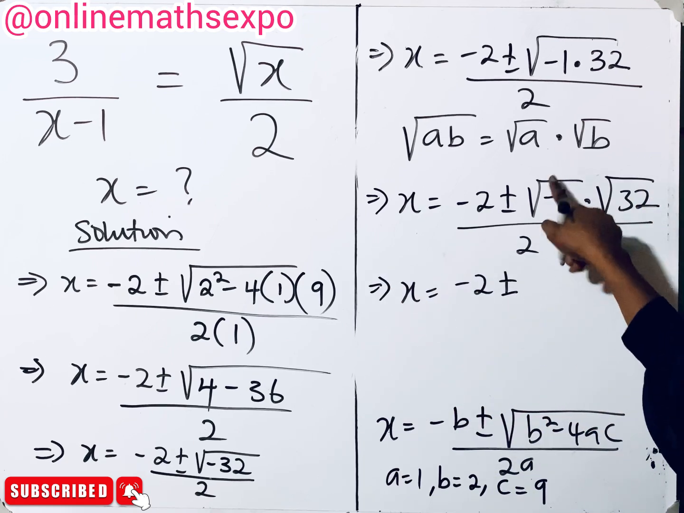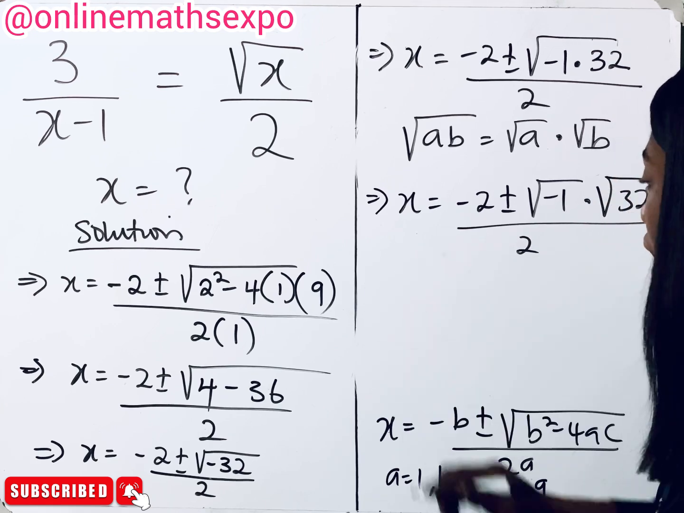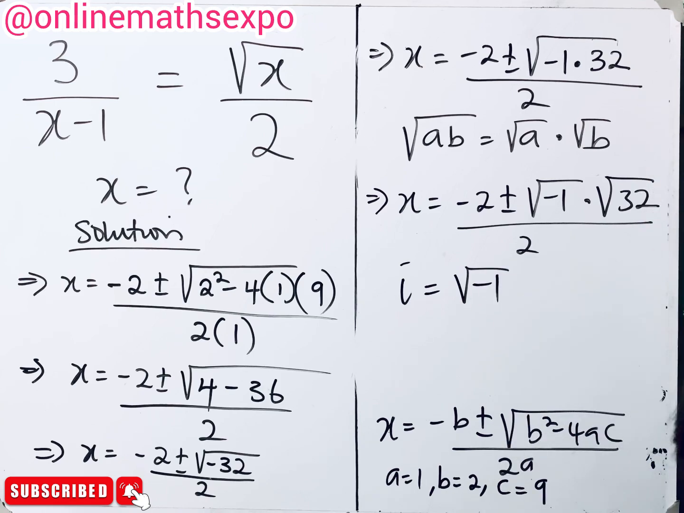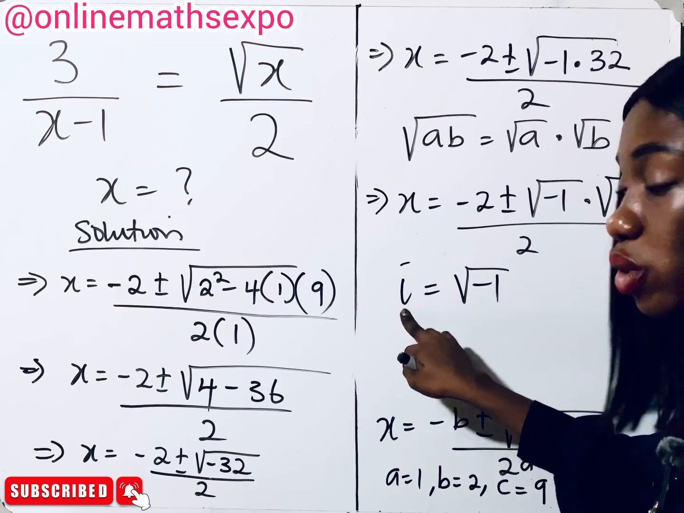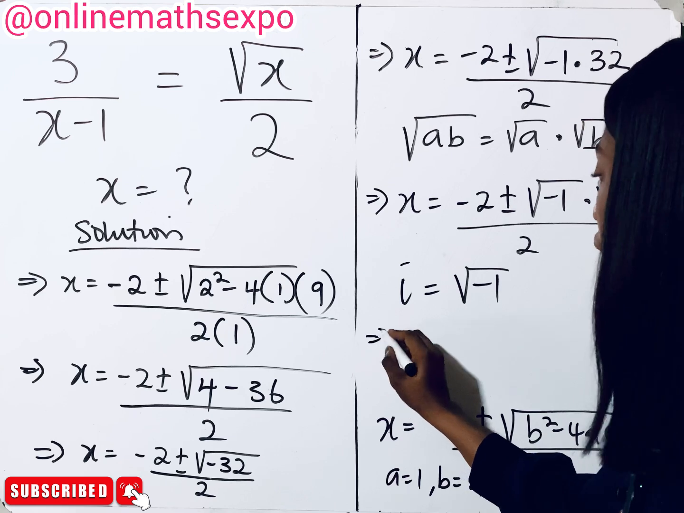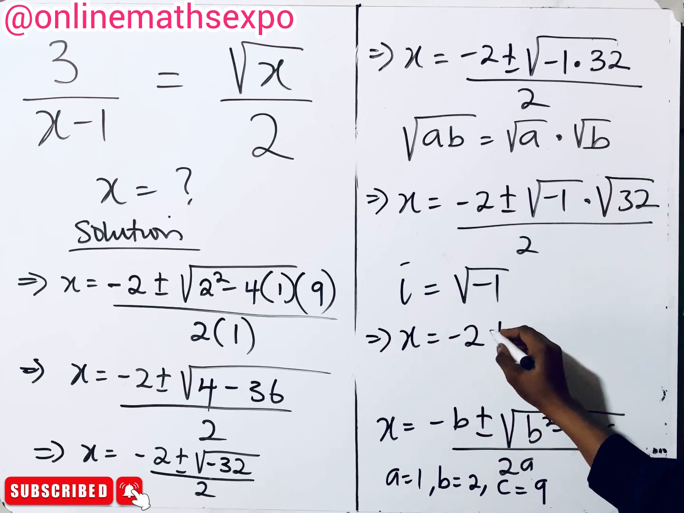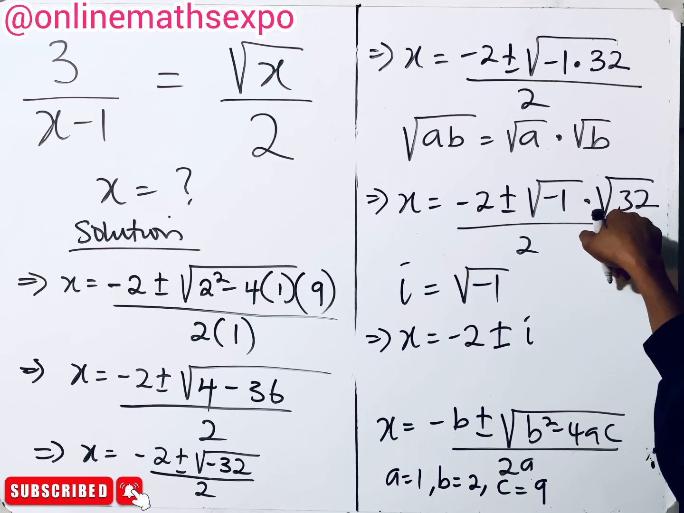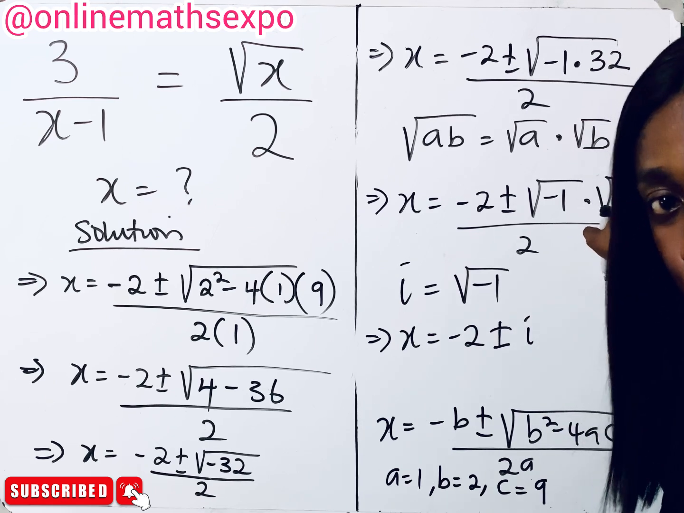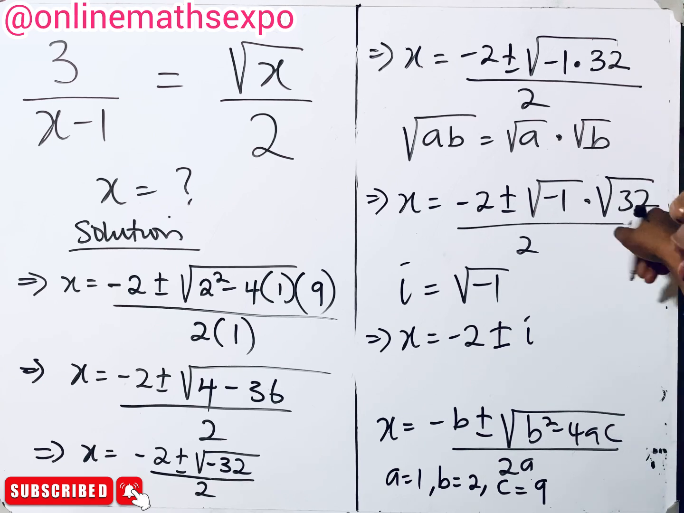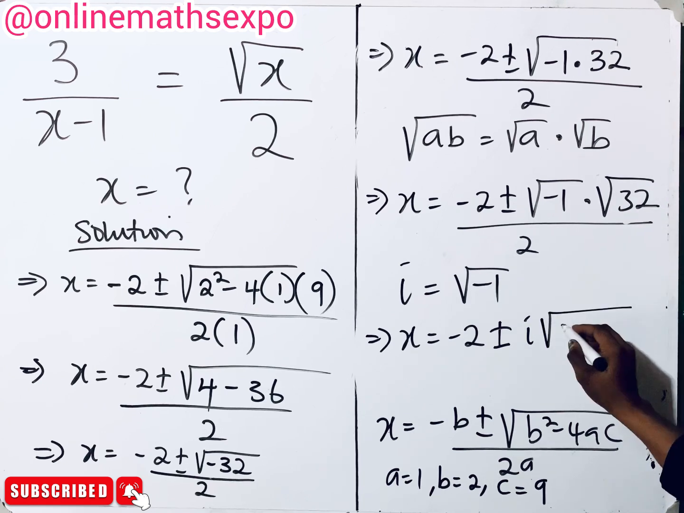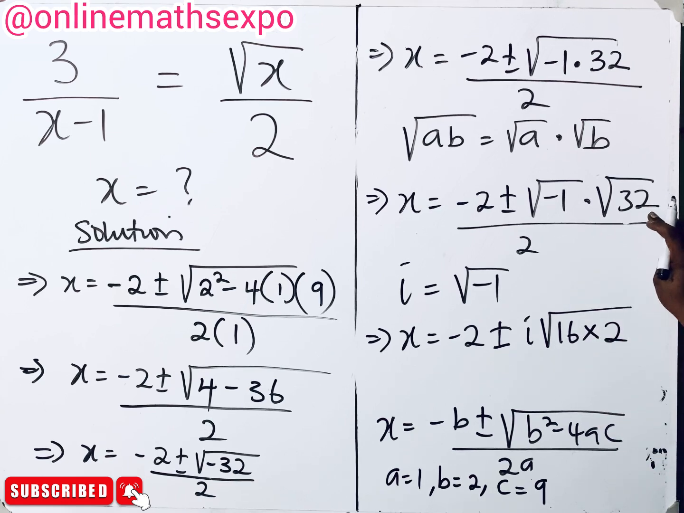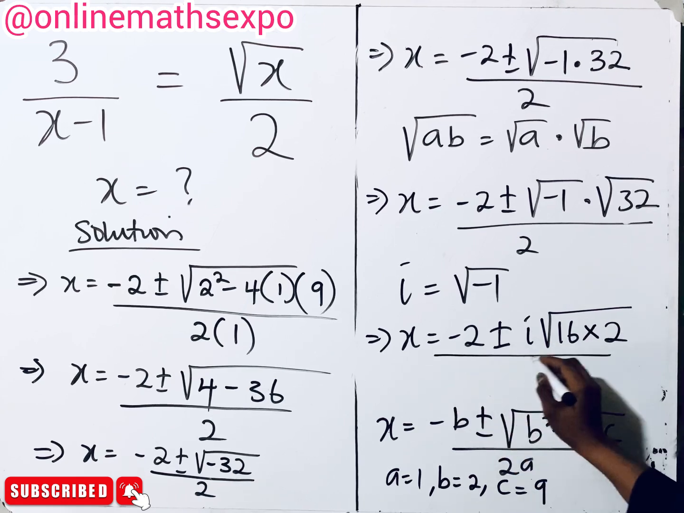Now, remember that the imaginary unit i is given as the square root of negative 1. So whenever you have this, replace it with i. In that case, we have x is equal to negative 2 plus or minus i times the root of 32, all over 2. Then 32 has a perfect square in it, so it's not in the lowest form of this surd. The perfect square in it is 16, because 16 multiplied by 2 gives you 32.